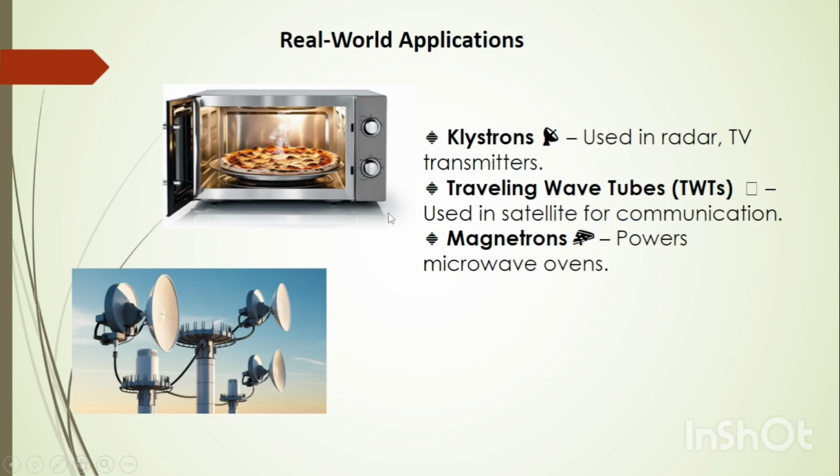Now we will see the real-world applications of velocity modulation. Klystrons are used in radar and TV transmitters, traveling wave tubes are used in satellites for communication, and magnetrons power microwave ovens. So next time you heat up your pizza in the microwave oven or use satellite-based communication, just remember, velocity modulation is working behind the scenes.